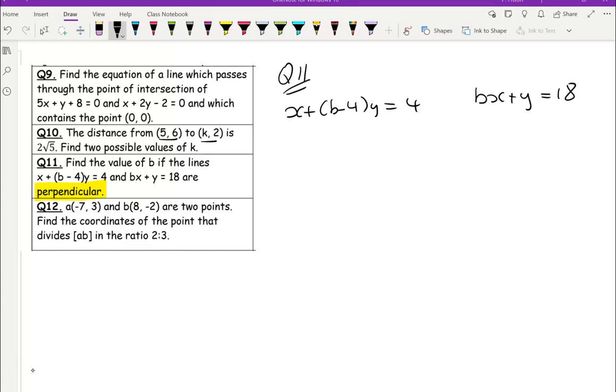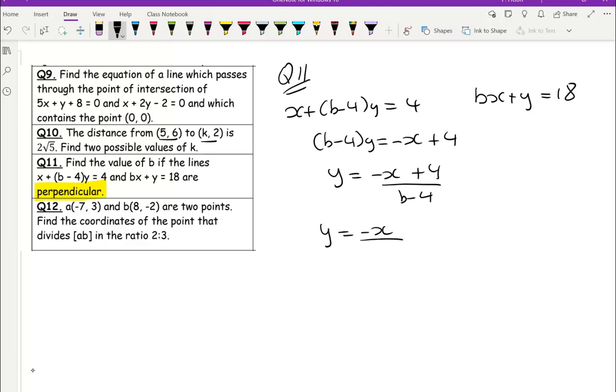If I have the equation of a line and I want to find the slope, I just get y on its own. So I'll bring x over and I'll have (b minus 4) times y is equal to minus x plus 4. I need y on its own. b minus 4 is multiplying y, so when it comes over it will divide everything on the right hand side.